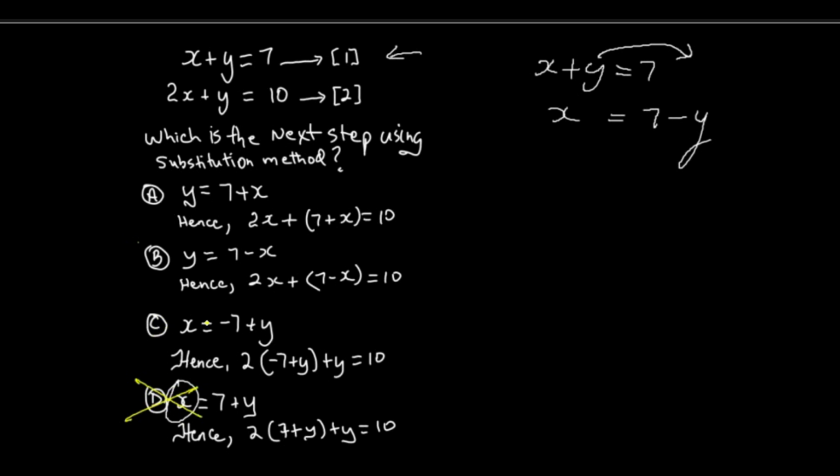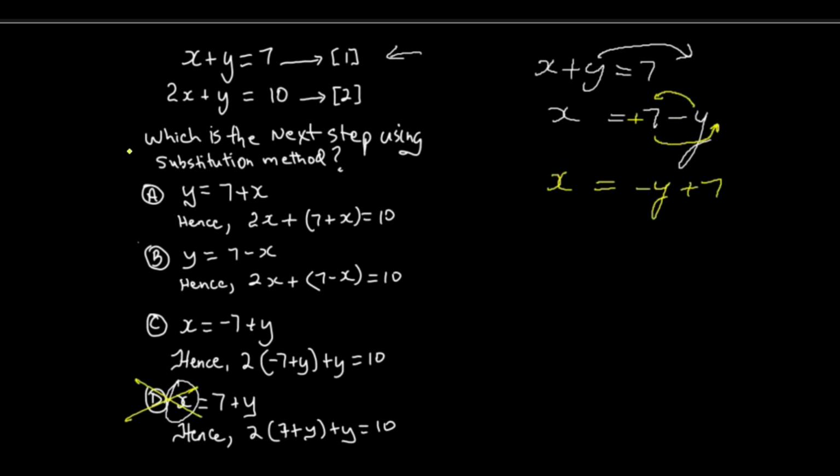Let's look at option C, where x is the subject. Is it 7 minus y? Of course, we want to make note of the fact that x can also be written as minus y plus 7. We can just simply rearrange these two. Remember, the 7 is a plus 7 and the y is a minus y. So we put the minus y first and the plus 7 after. Because remember, we are operating on the same side of the equation, so it doesn't matter if we switch them around, the signs will remain the same.